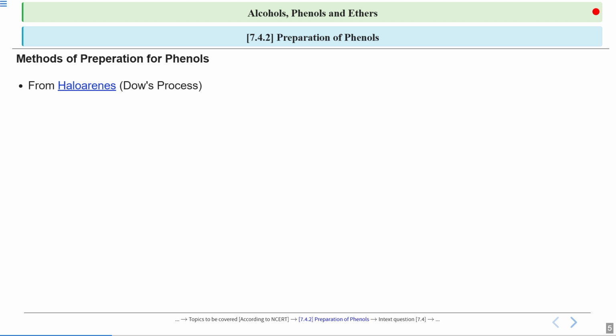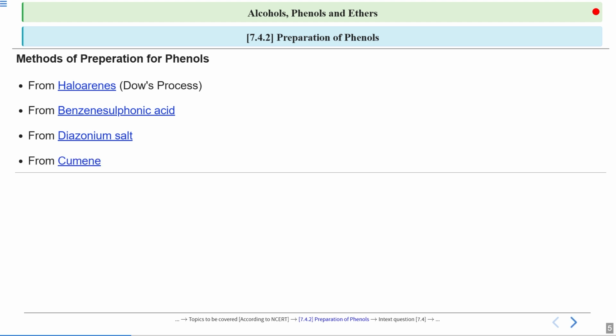The first method is from haloarenes, and this method is also called Dow's process. In this method we will see how from chlorobenzene we prepare phenol. Next is benzene sulfonic acid. In this method we will see how from benzene sulfonic acid we get a phenol. Next is the diazonium salt. And the fourth method is from cumene. One by one we will see all these 4 methods for the preparation of phenols.